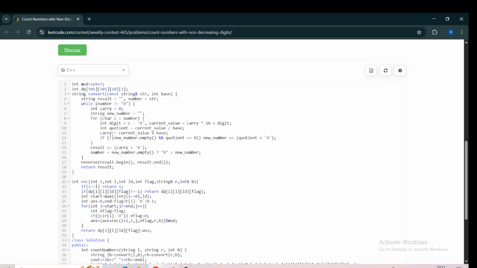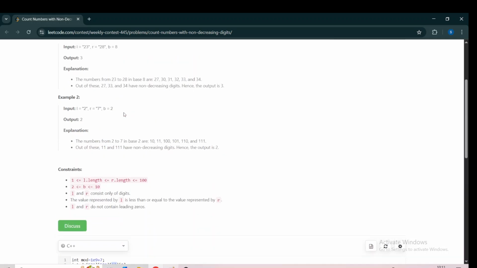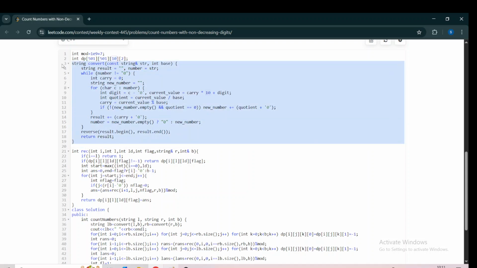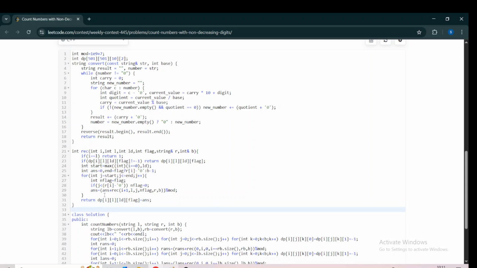So overall time complexity will be like 500 into 500 into 10 into 2, which is around order of 10 to the power 7. Okay, I hope you get it. The problem is quite interesting. The main part of the problem is how we can represent a string in a different base, and then the digit dp comes. So I enjoyed this problem, and I think it is a good D problem for Leetcode Weekly.